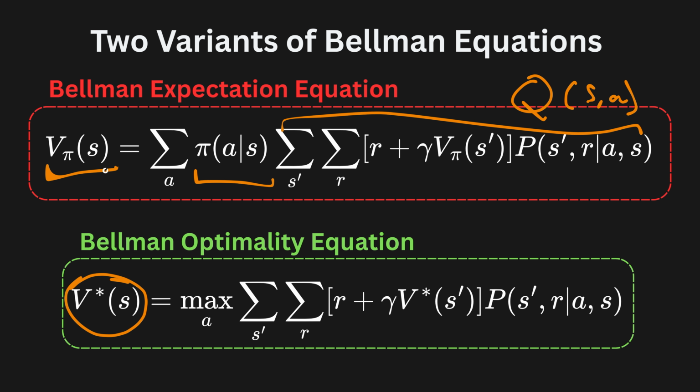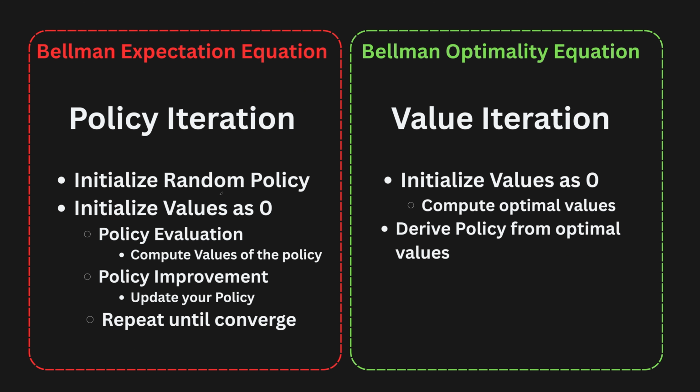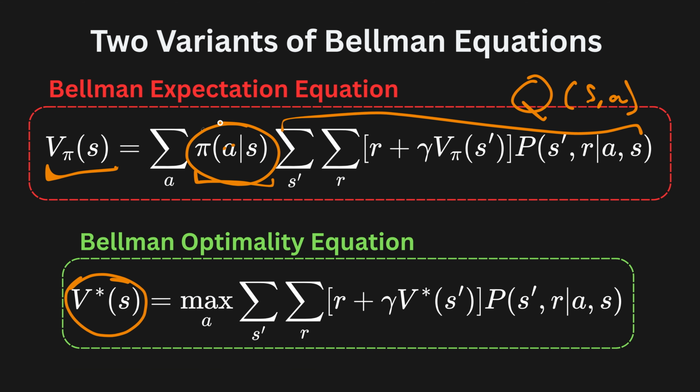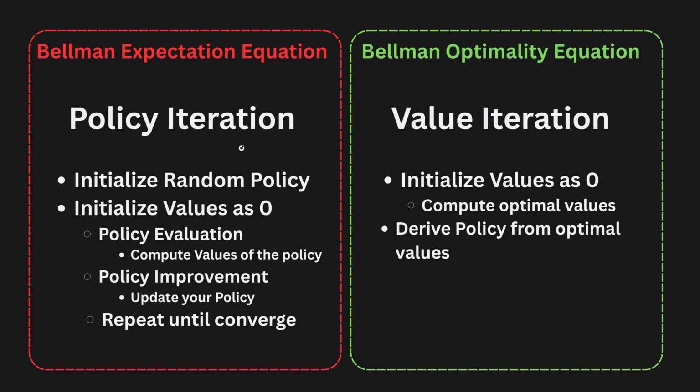But we have these two variants, and these two variants allow us to solve our environment in two different ways. The first way is policy iteration. If we're using the expectation equation, where we actually need our policy, then we have to use a method called policy iteration, and it's pretty straightforward. If we don't know what the policy should be, why not just start with a random policy? And then we can also initialize the values as 0.